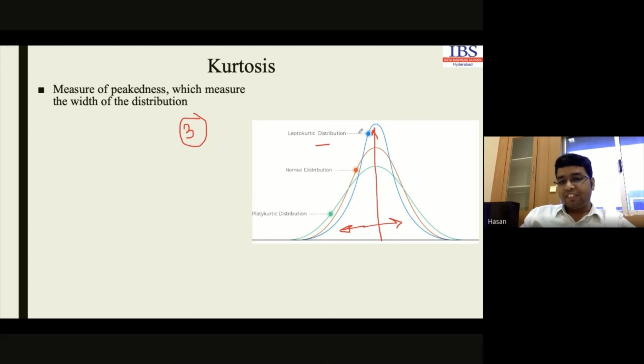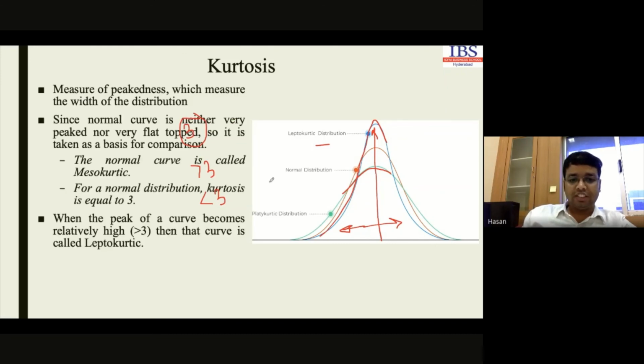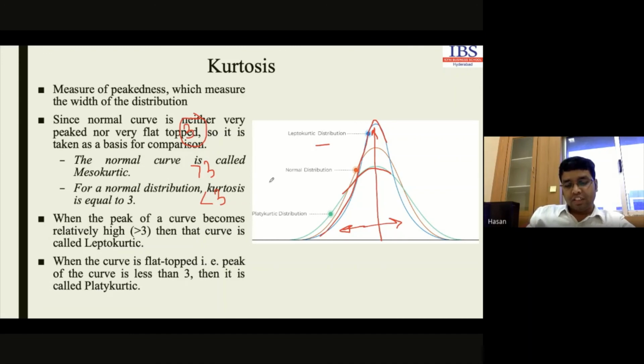Okay. So if the kurtosis value is greater than 3, that means it is known as leptokurtic. If it is less than 3, that means it is platykurtic, and the standard normal distribution is known as mesokurtic. Okay. Okay, guys.